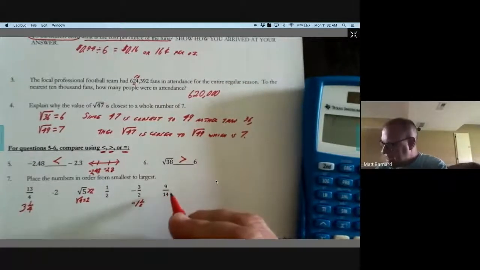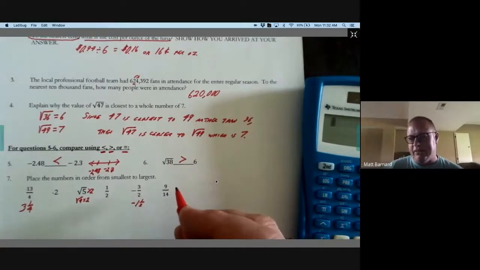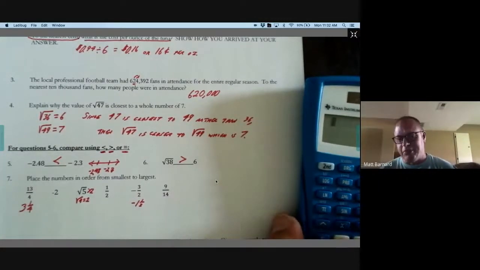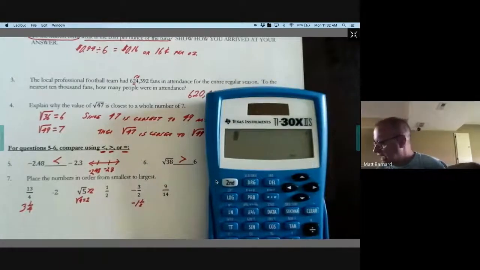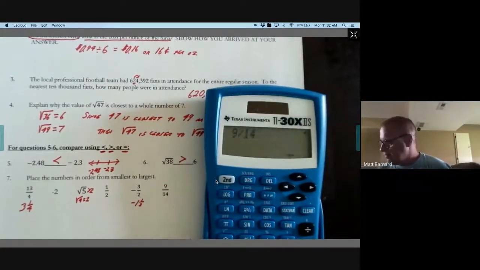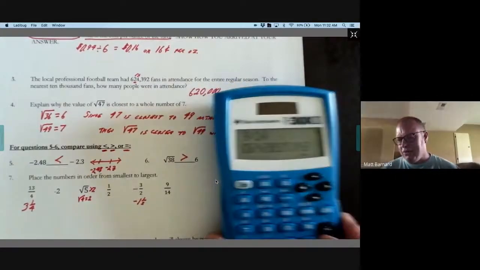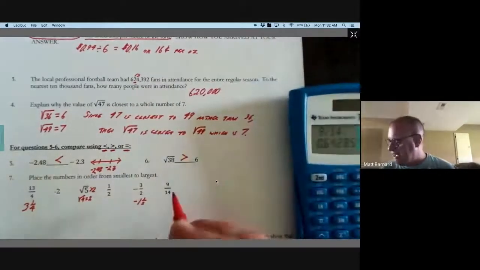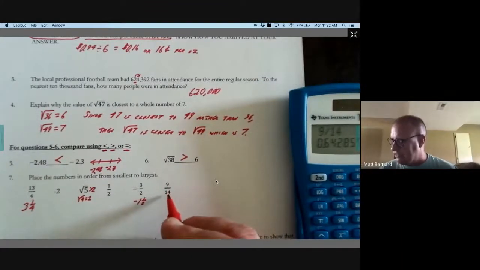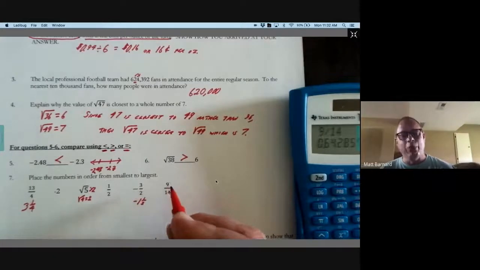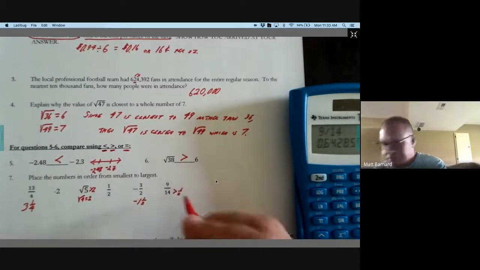And 9/14. Well, if I look at 9/14, I could put that in a calculator. I could see what the decimal is for that. 9 divided by 14 if I wanted to. So 9 divided by 14. And I'll see it's a little bit over a half. But I also know that without a calculator because half of 14 is 7 and 9 is more than 7. So 9/14 is more than 7/14. So I'm going to put a little note. This is greater than half.